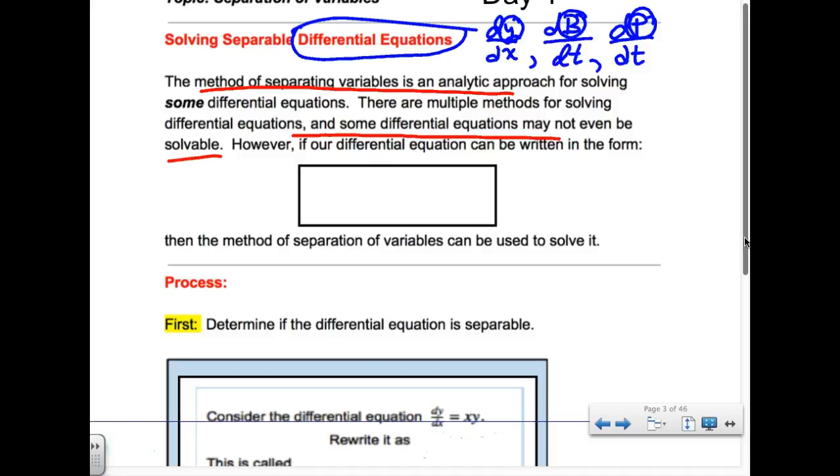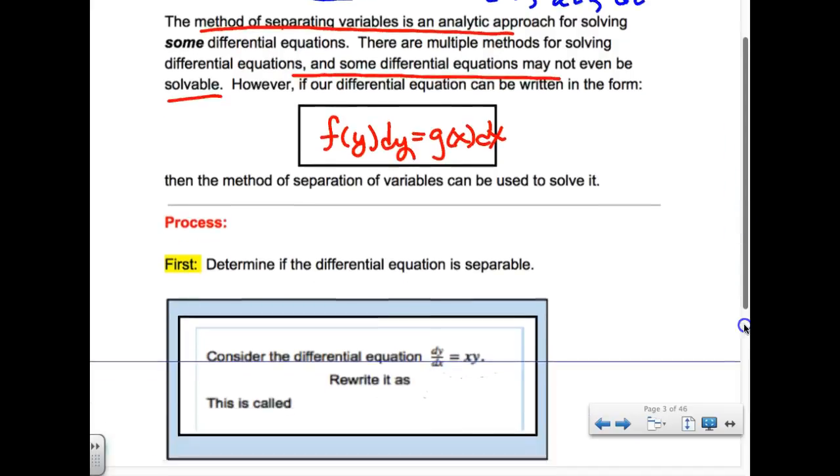So if you can write your differential equation in this form, if you can write it as some function of y with respect to a change in y is equal to g of x dx, it's called separable. Right now that doesn't make sense, but when I throw it up there, you'll get what I mean by that. If you cannot manipulate it to look like this, then you can't use separation of variables.